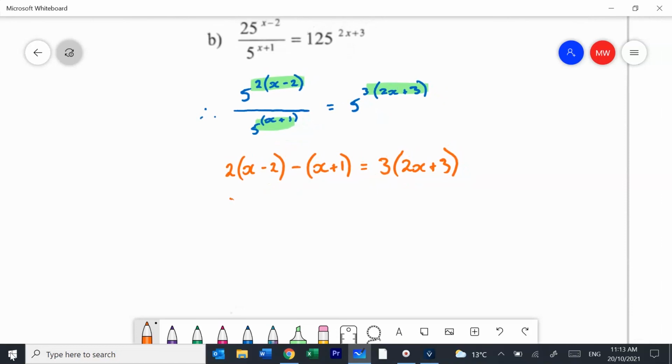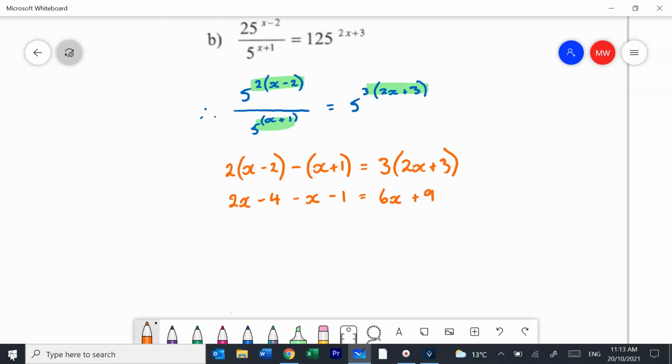So here we've got 2x's, we've got minus 4. This is the bit that people could potentially get wrong. We've got minus 1 times x makes minus x. We've got minus 1 times 1 makes minus 1. So we've got to make sure they're in. This is the catch that's trying to trick you in this question. And you've got 3 times 2x makes 6x, 3 times 3 makes 9.